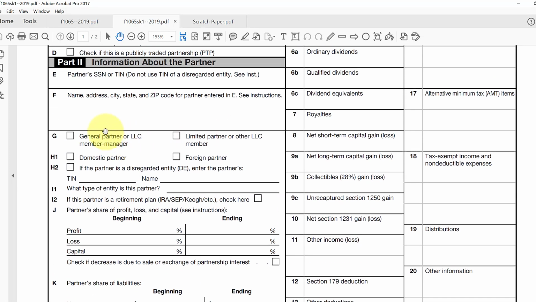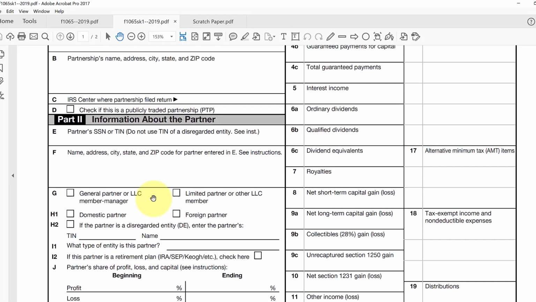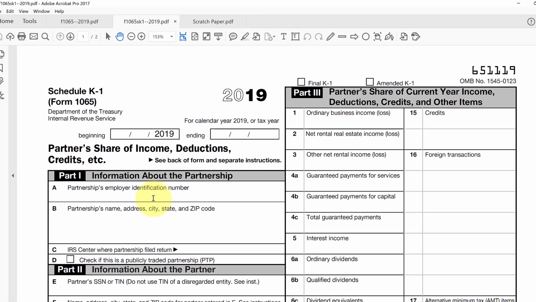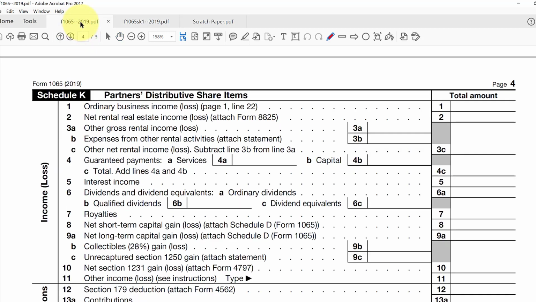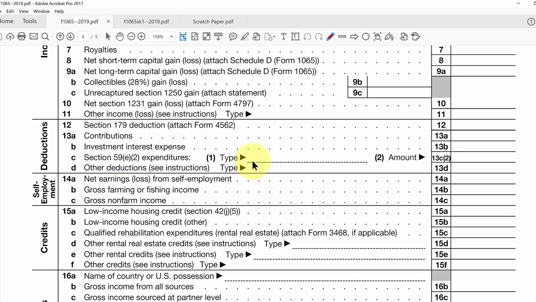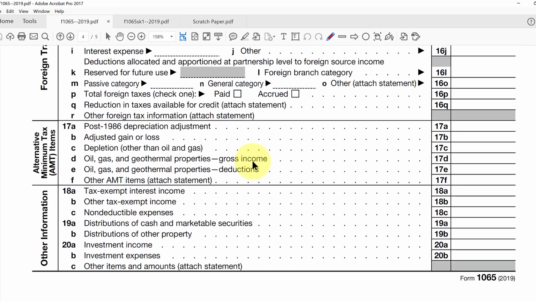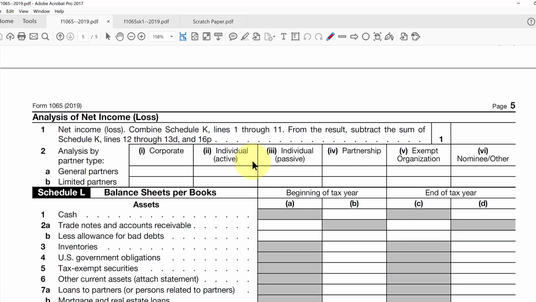Okay, some other disclosures, the type of partner they are. Again, this goes to the partner and a copy attached to the 1065 and filed with the IRS. Let's go back to the 1065 form. Again, we just saw the K-1 related to the Schedule K. So there's lots of questions the form has over here. Well, let's first go back to the questions on page 2.